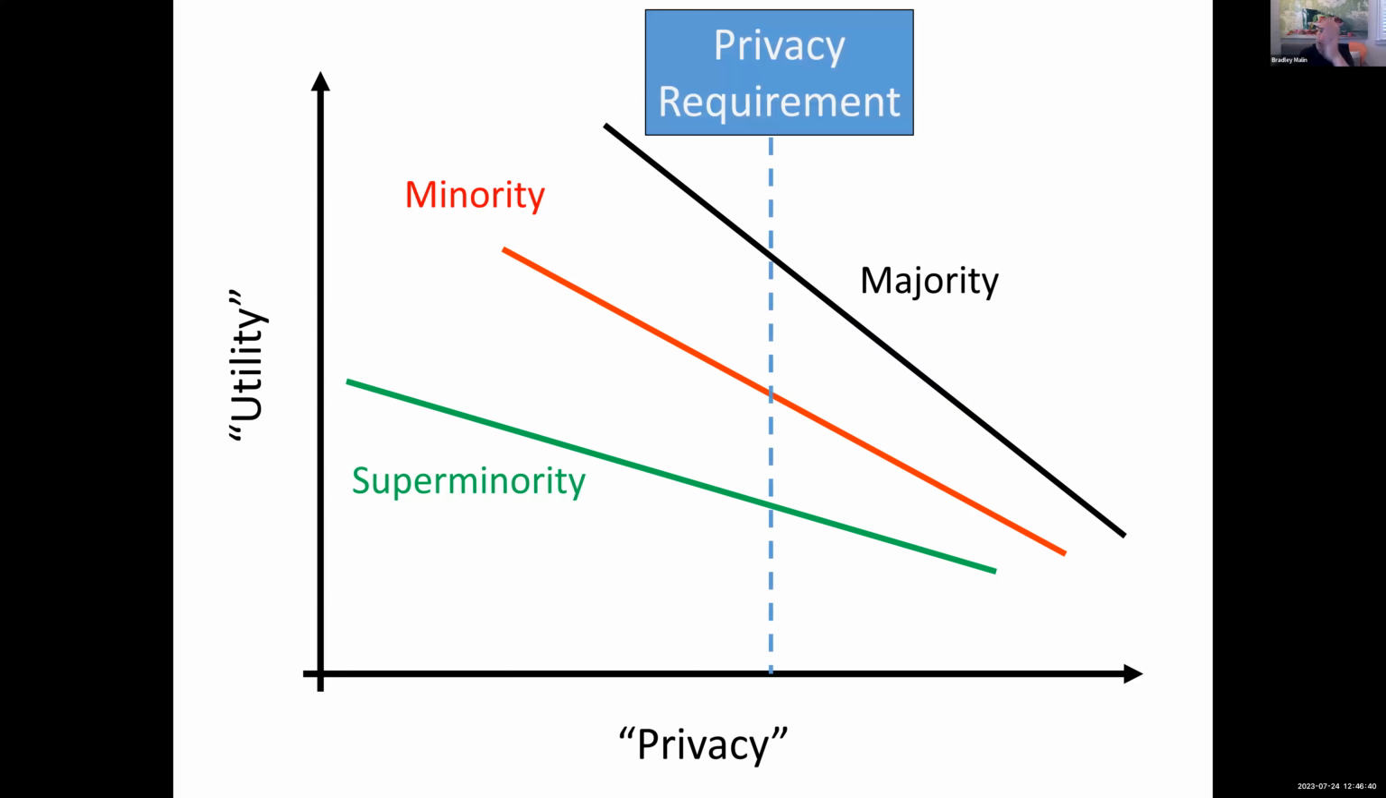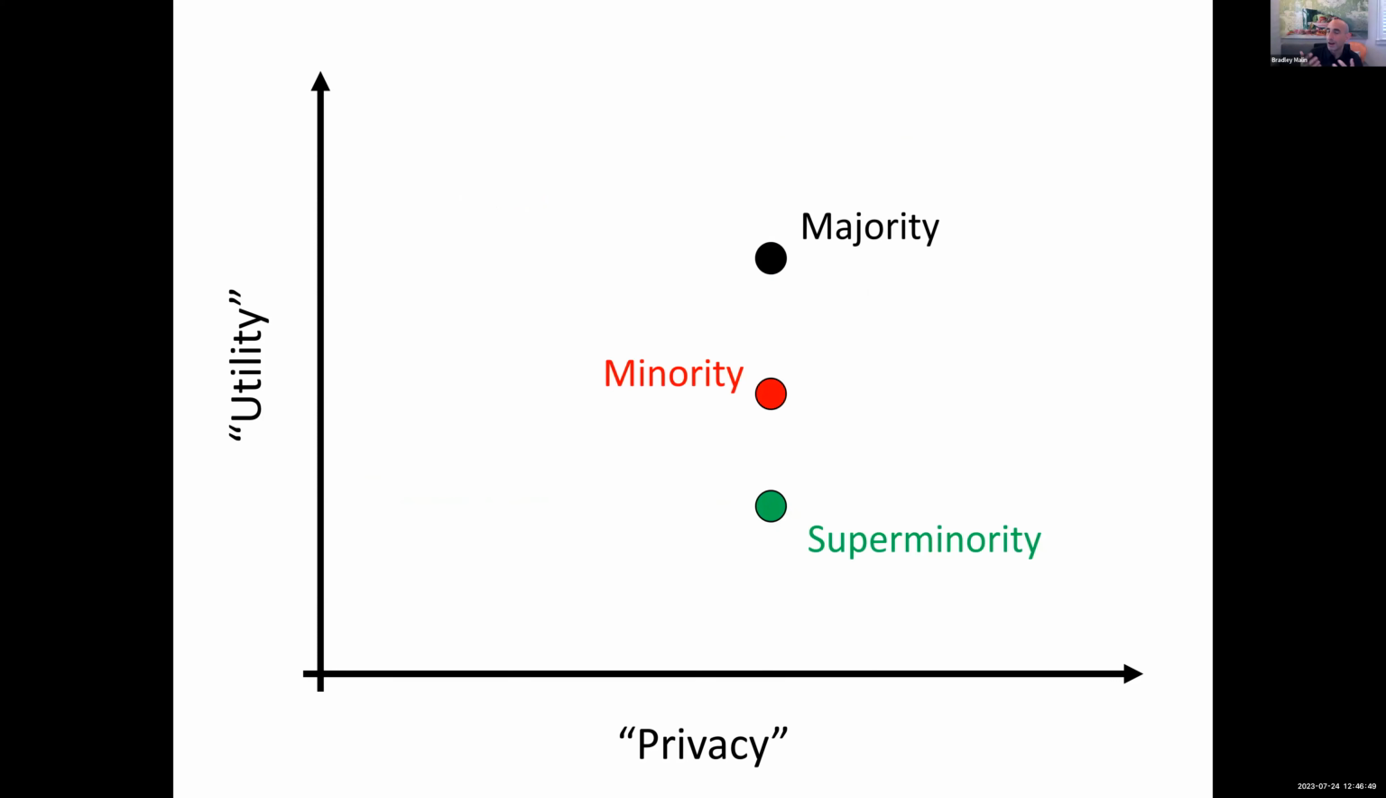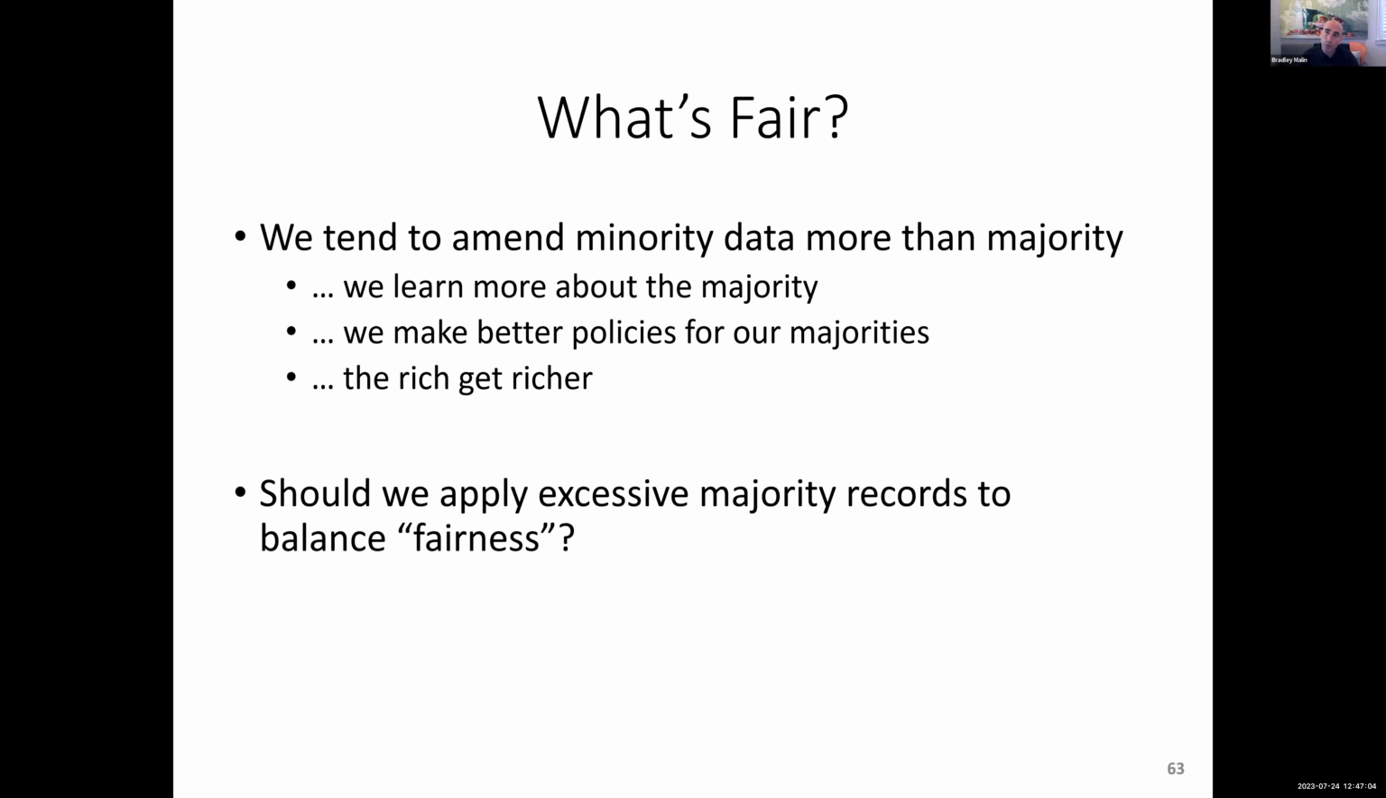And so when you choose a fixed privacy requirement, like you do under a federal regulation, what ends up happening is that your operating points are such that, yeah, you give everybody the same level of privacy, but then you end up with different levels of overall utility. And that's the biggest concern here. So this seems to have a relationship to the notion of fairness, right? You are amending minority data more than you're amending majority data. So you learn more about the majority, you make better policies for the majority. As I said, the rich get richer.